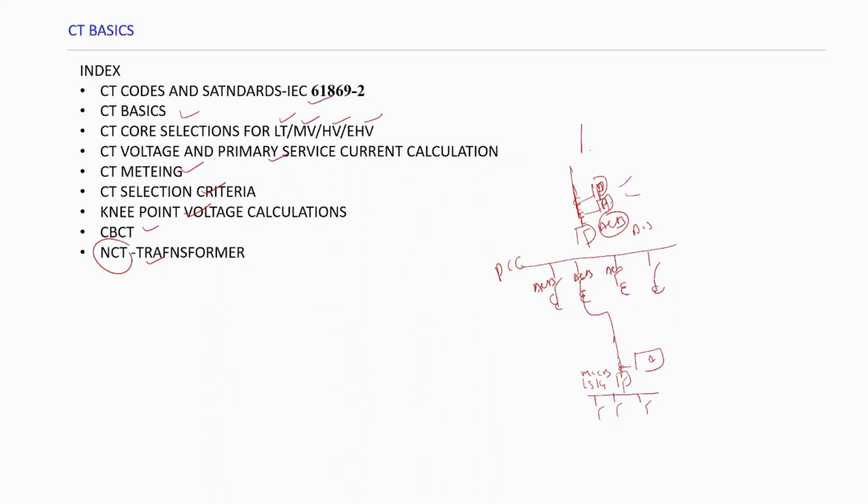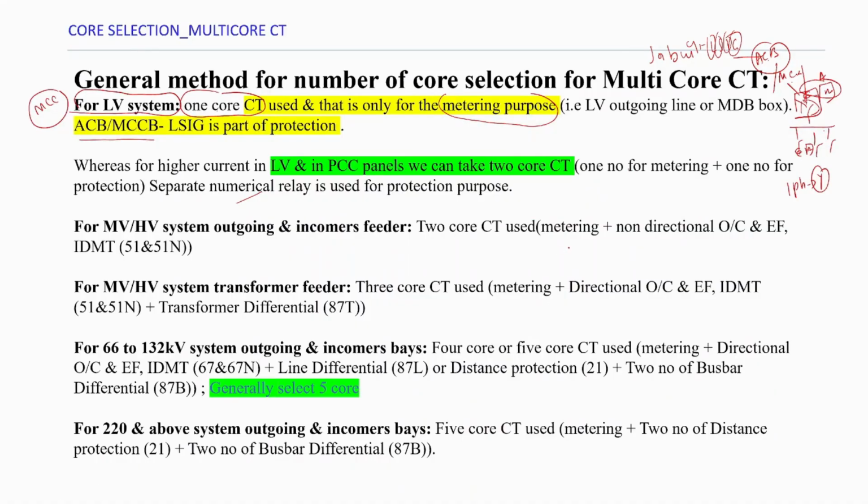So now understood. When it comes to MCC level, I'm using only one CT for metering purpose. At the PCC incomer level, or even some outgoing levels, many people use 2 core CTs, one for metering and another for protection, and ACBs which are used only for isolation purposes. So here this will be used like this.